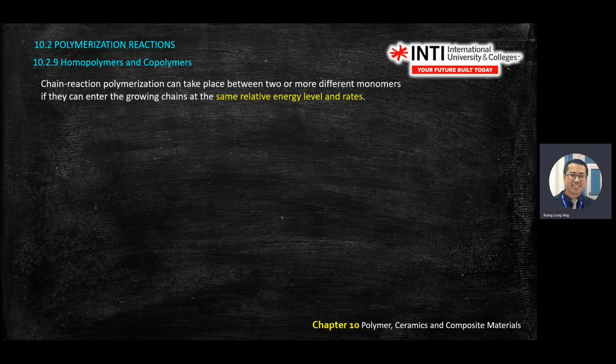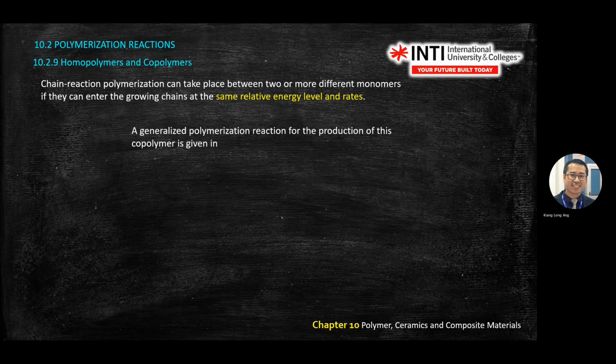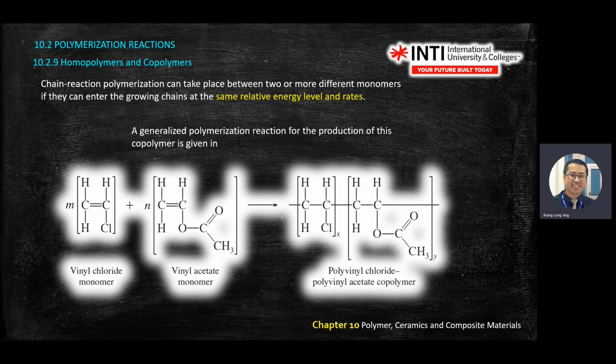Then the next one is about chain reaction. This is just a chain reaction. Chain reaction means something happened to the covalent bonding. The double bond will break into a single bond, so they will join together.